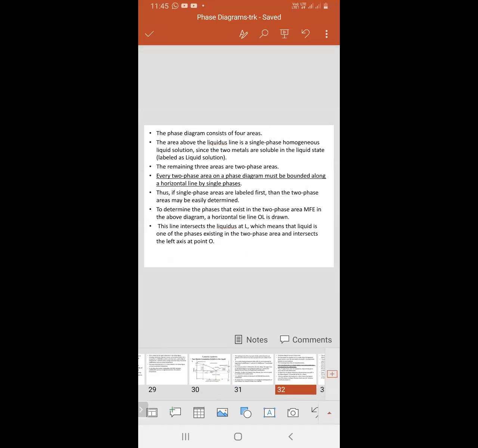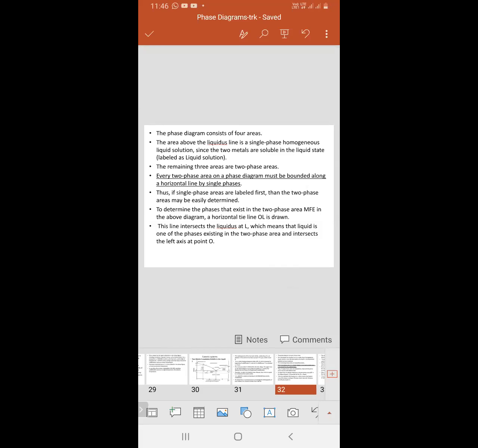The phase diagram consists of 4 regions. The area above the liquidus line is the single phase homogeneous liquid solution, since the two metals are completely soluble in the liquid state. The remaining three are two phase areas. Every two phase area on the phase diagram must be bounded along the horizontal line by single phases. Thus, if single phases are labeled first, then the two phase areas may be easily determined.